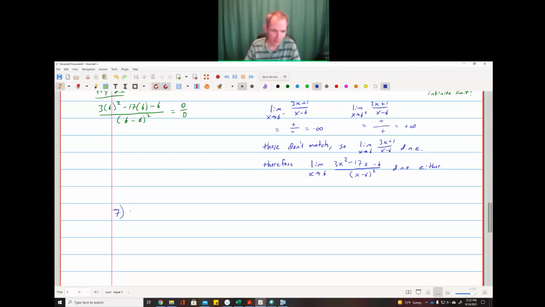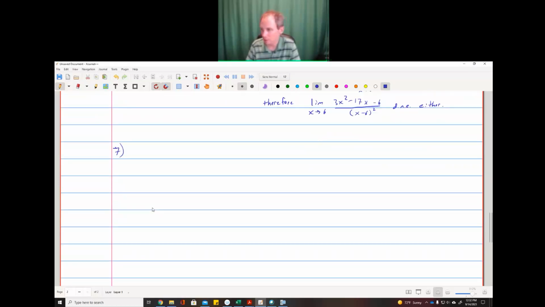Problem 7 is asking us to come up with a graph, and we're given a bunch of information, so let me write that information down. We need the limit as x approaches negative 4 from the left of f of x to equal negative 5. The limit as x approaches negative 4 from the right of f of x to equal negative 1.